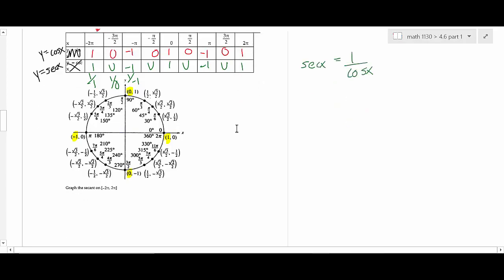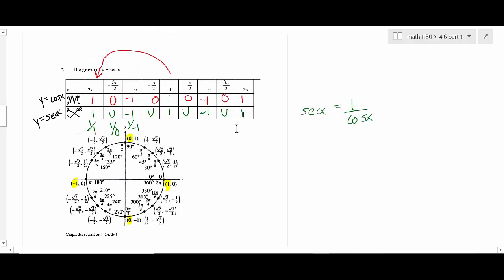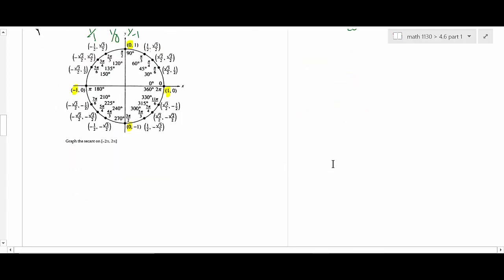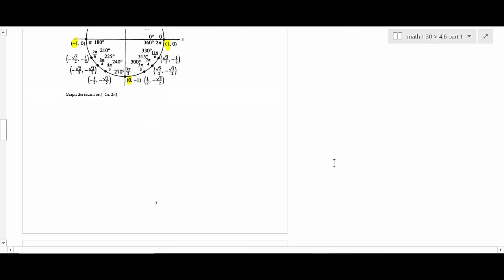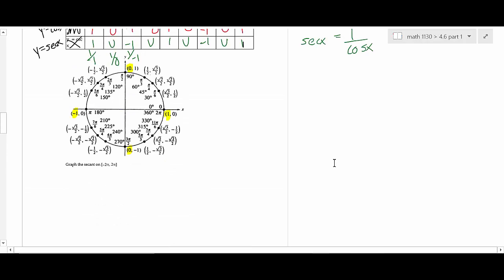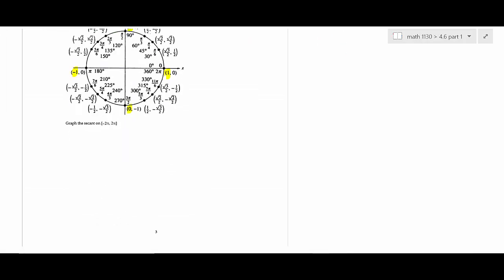Everybody understand what I just did there? That all comes from the unit circle, and then the secant's the reciprocal. Let's go to the next page, or hold on, let's do a graph underneath here. Let's go ahead and do the graph just at the bottom of the page here.